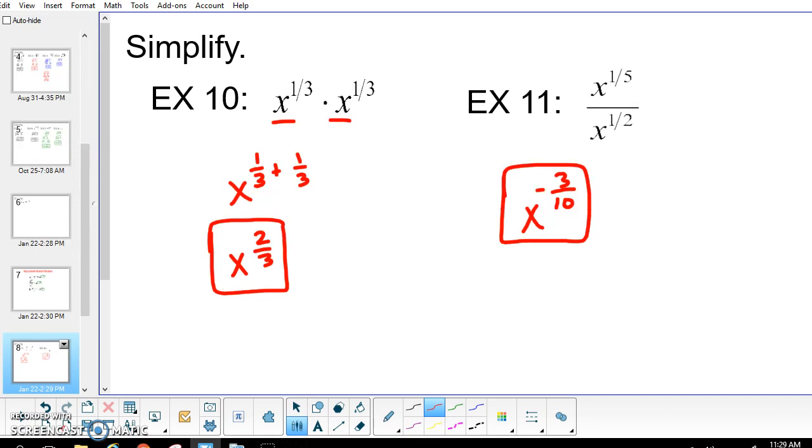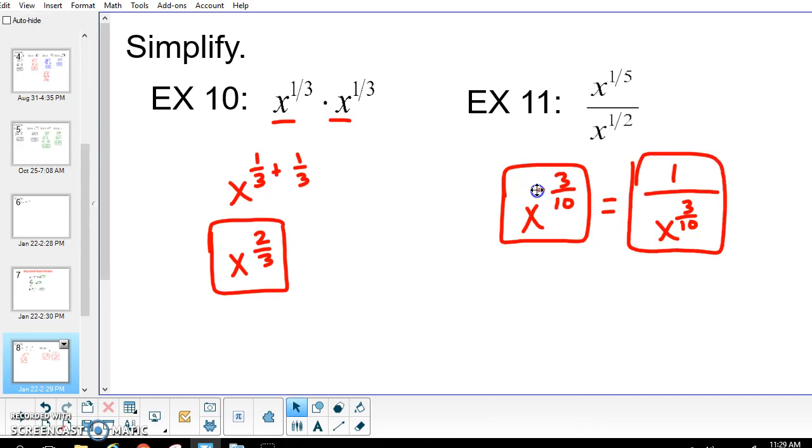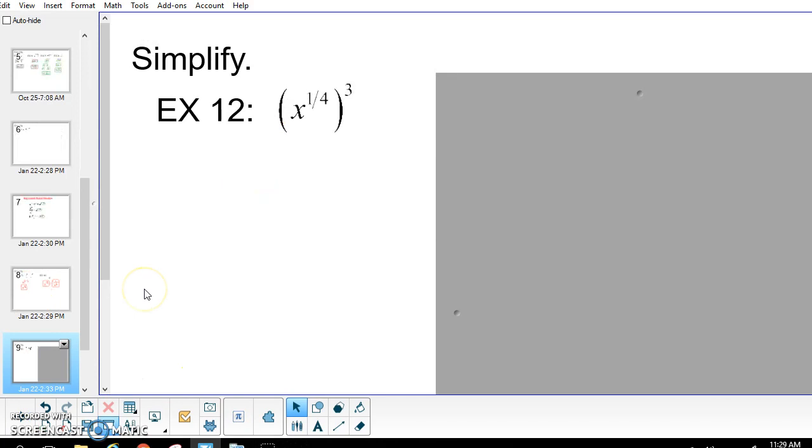The negative exponent, remember, means 1 over. So really it's 1 over x to the 3/10. The negative exponent means that it has to move to the denominator. Okay, power to power, so 1/4 times 3, so type that in, 1/4 times 3. You should get x to the 3/4.